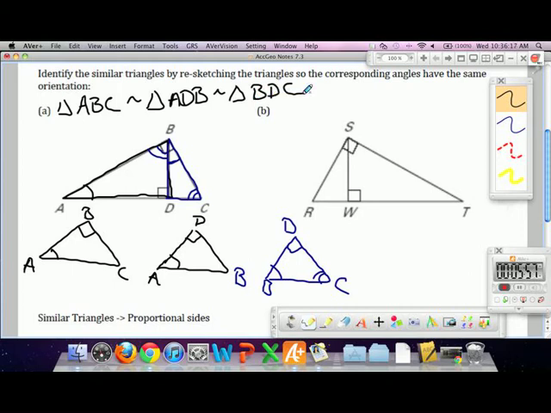I'm going to write similarity statements based on this. So I've taken these triangles. If you think like a visual thinker, you've basically cut these triangles out, flipped the two smaller ones and then rotated them so that the corresponding angles are all in the same spots. Okay.